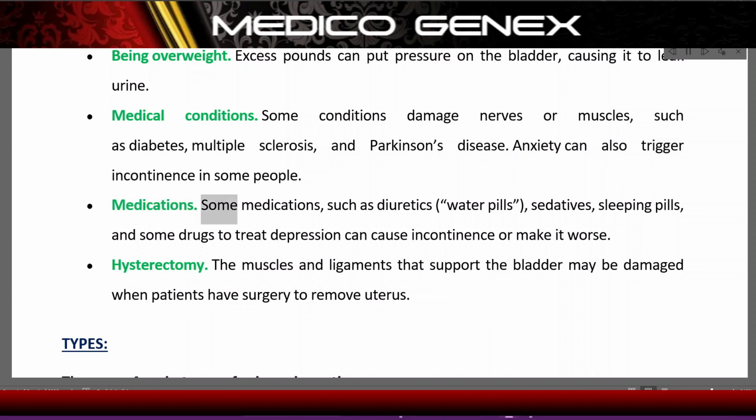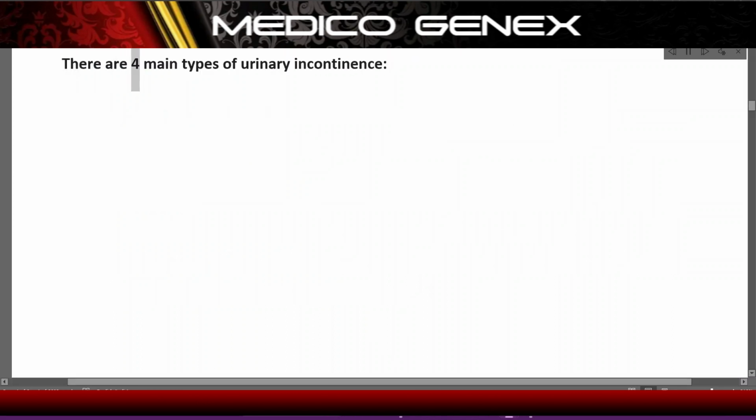Medications. Some medications, such as diuretics, water pills, sedatives, sleeping pills, and some drugs to treat depression can cause incontinence or make it worse. Hysterectomy. The muscles and ligaments that support the bladder may be damaged when patients have surgery to remove the uterus. Types. There are 4 main types of urinary incontinence.